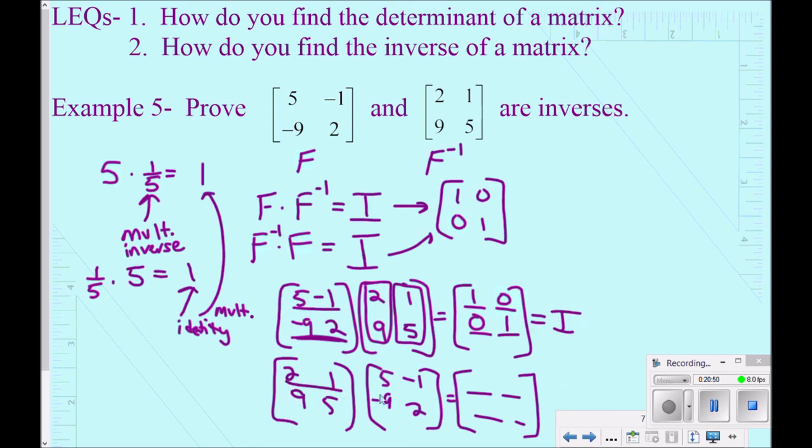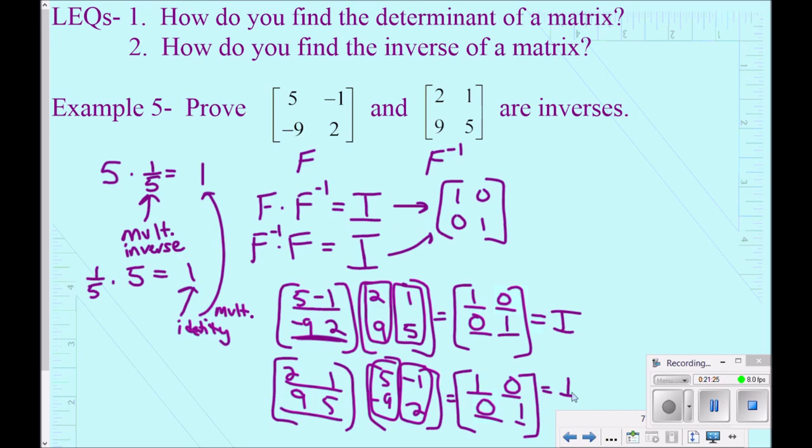Here, row by column, 2 times 5, 10 minus 1 times 9, 10 minus 9 is 1. Next, 2 times negative 1, negative 2, plus 2 times 1 is 2. Negative 2 plus 2 gives me 0. Next, 9 times 5, 45, plus 5 times negative 9. So 45 minus 45 gives me 0. And lastly, 9 times negative 1, negative 9, plus 5 times 2 is 10. 10 plus negative 9 is 1.